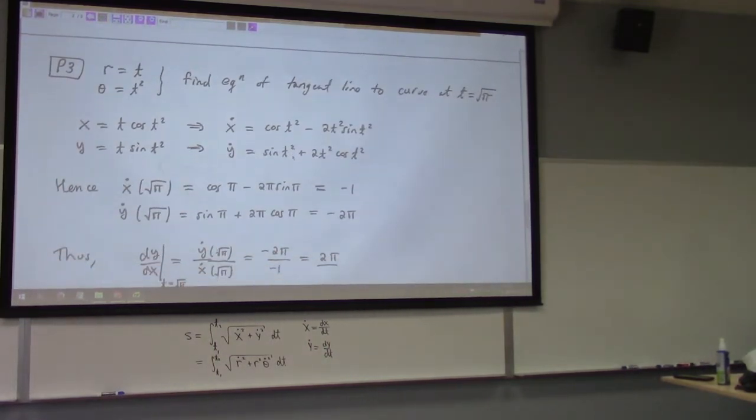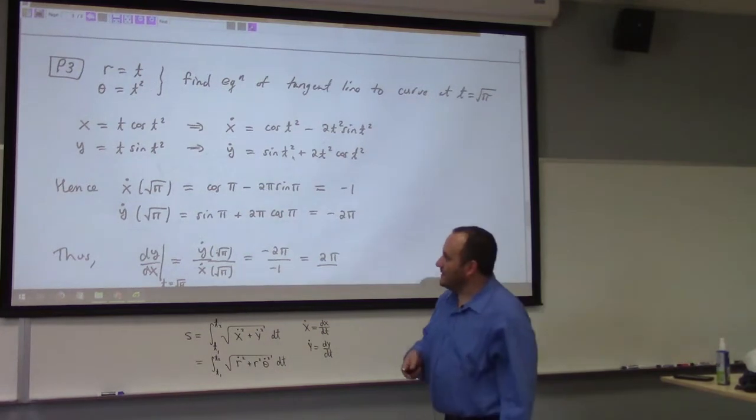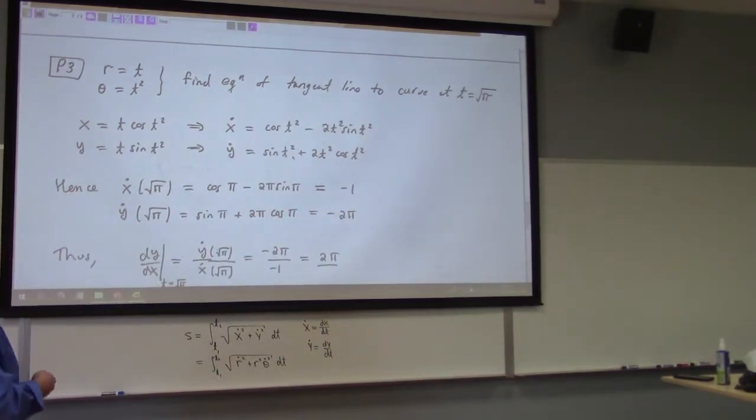Now, problem 3. I derived a formula for the slope in polar coordinates, but I don't know, I just find myself going back to base principles in these problems. It's about the same difference. So we have x equals this, we have y equals that, that's the x velocity, that's the y velocity. The point we're interested in is t equals square root pi. I plug it in, I get -1, I get -2 pi. So the slope is 2 pi.